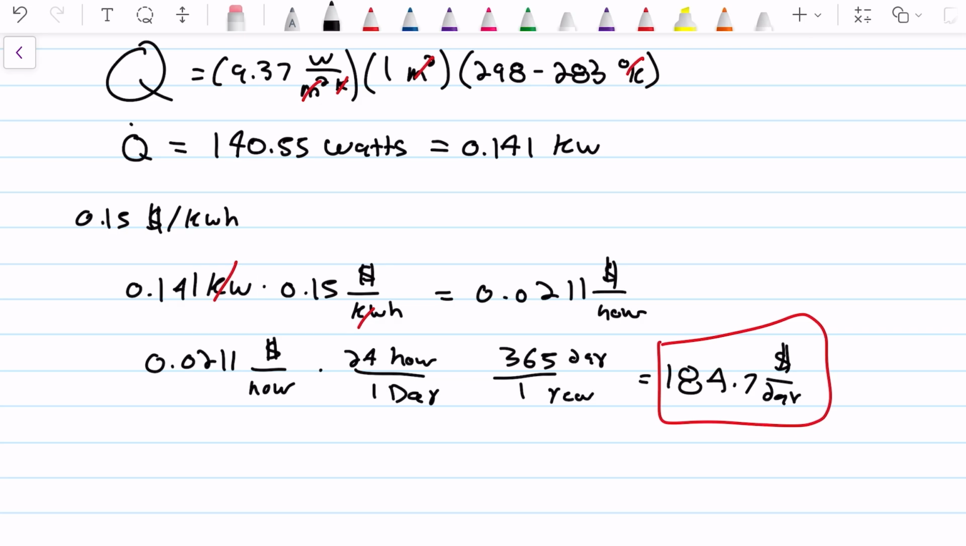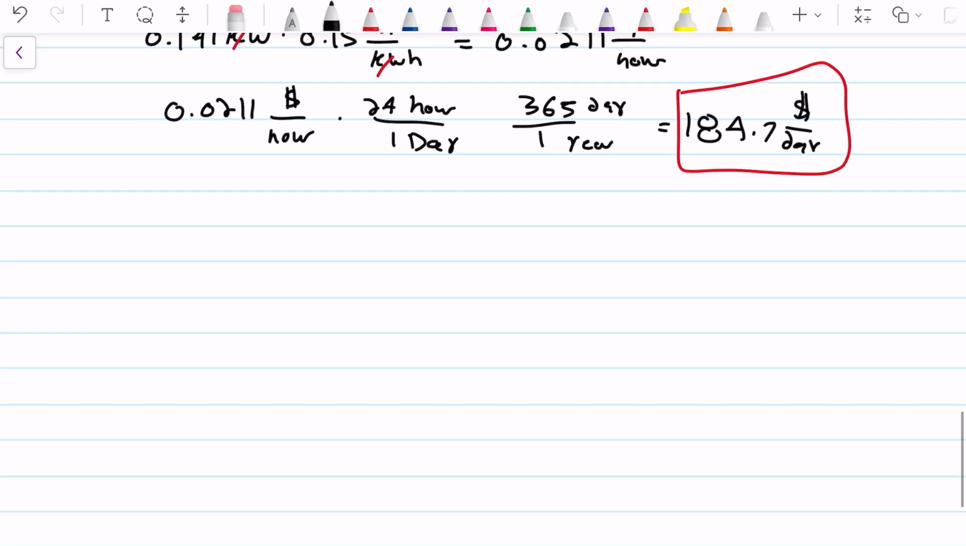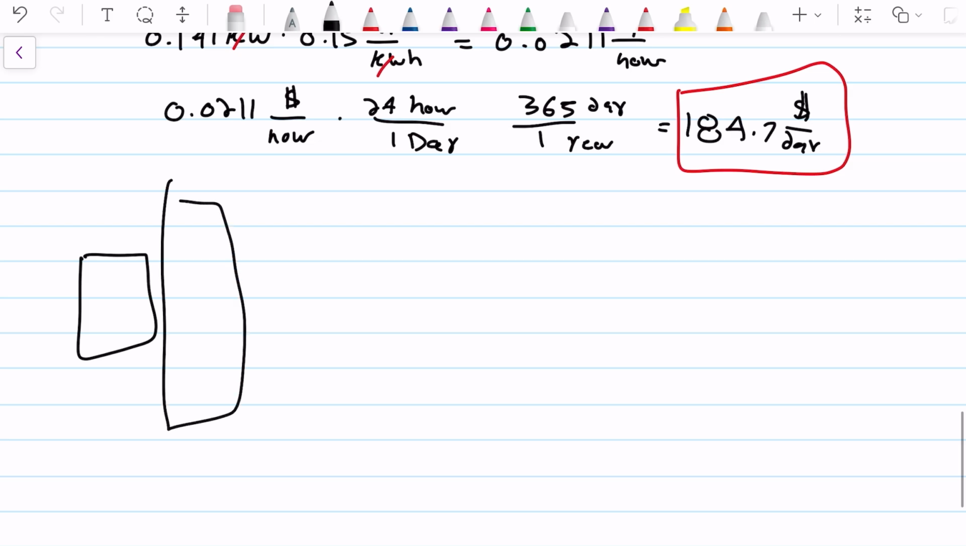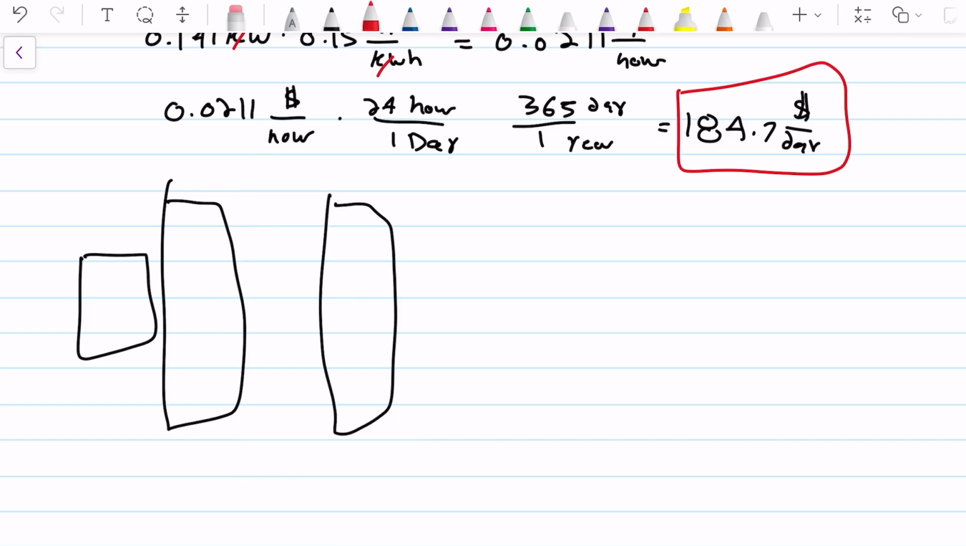Second part of the problem. Someone suggests a double glazed window. So we got 2 layers. Great drawing by me there. We have a double glazed window which consists of 2 panes of glass, each with a thickness 0.025 centimeters, and then they're separated by an air space. Okay. So we have air in here.